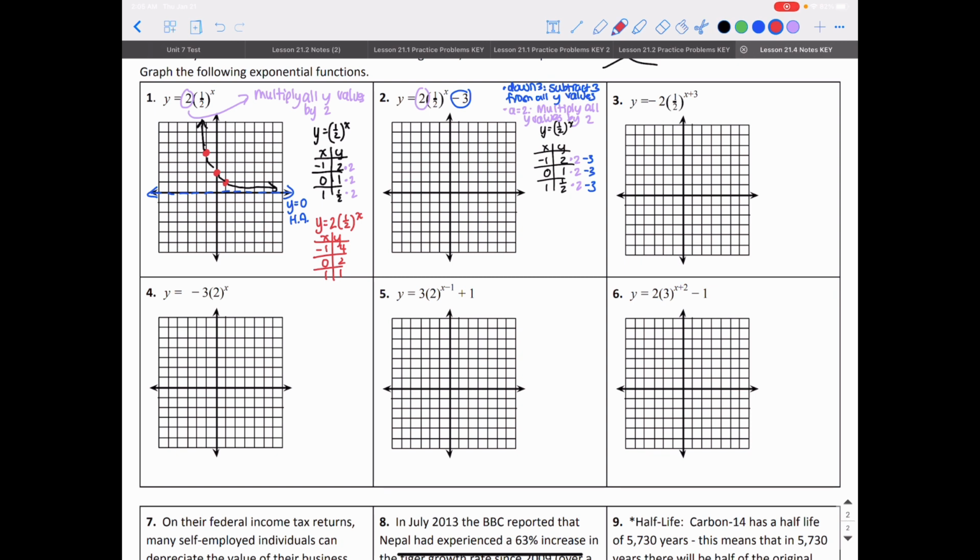And once I do those two shifts, I'm going to have the table for y is equal to 2 times 1/2 to the x power minus 3, which is what I want.